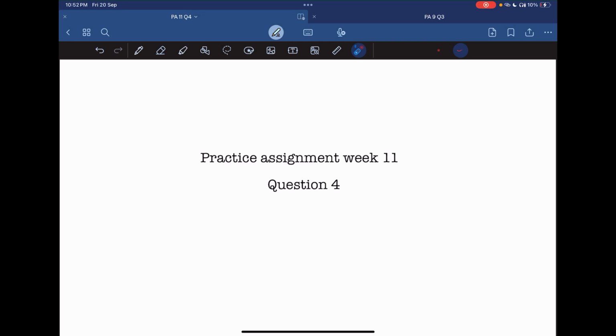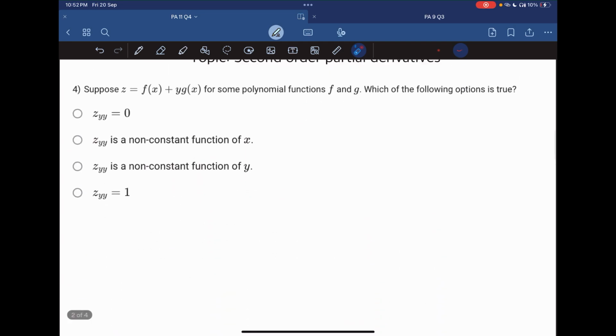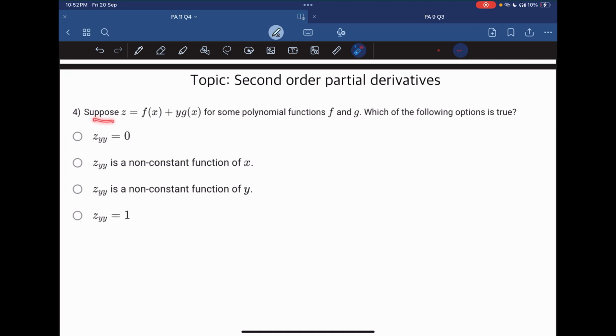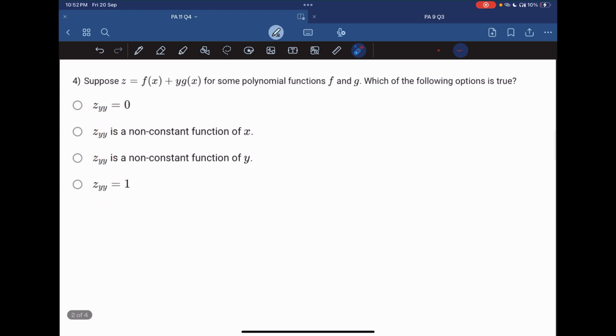Hello everyone. So let's now solve practice assignment week 11 question number 4. Suppose z equals f(x) plus y times g(x) for some polynomial functions f and g. Which of the following options are true? So we have to check the second order partial derivative for function z.